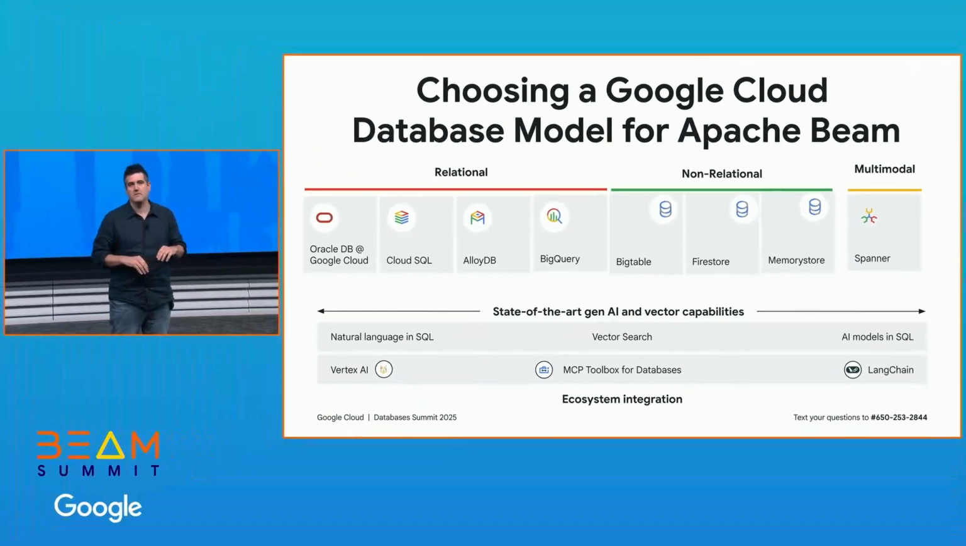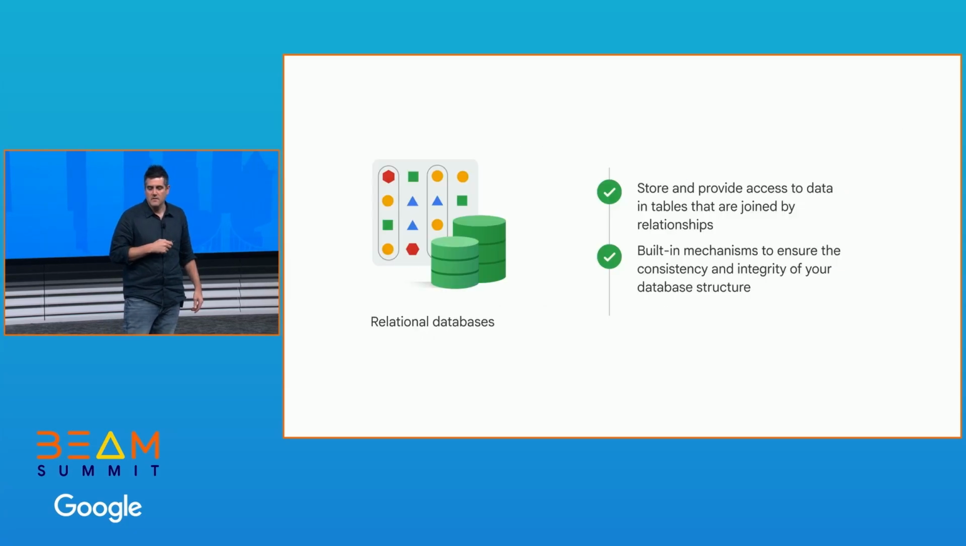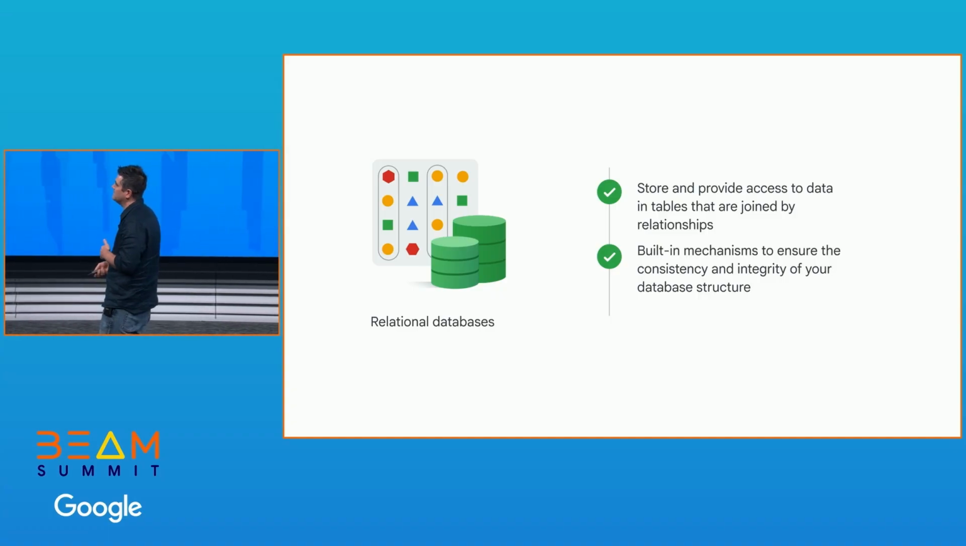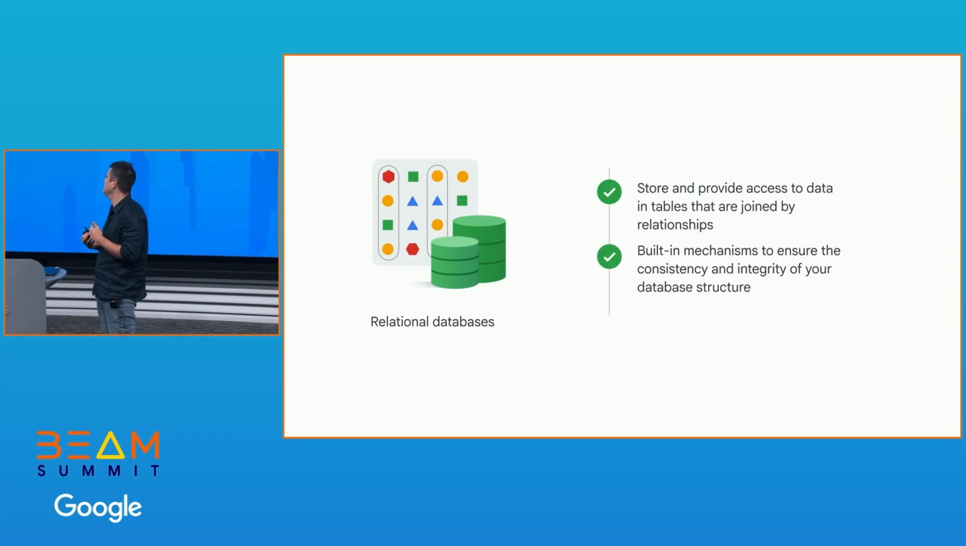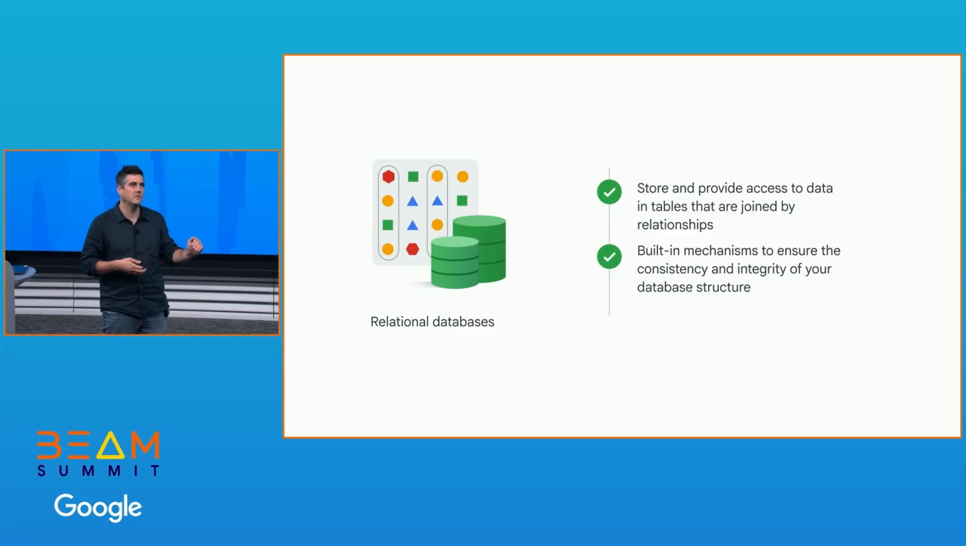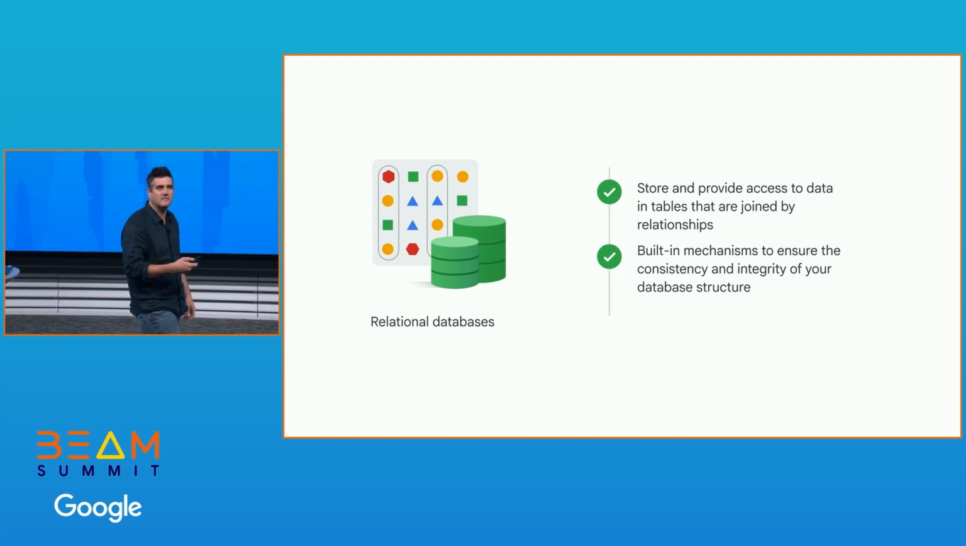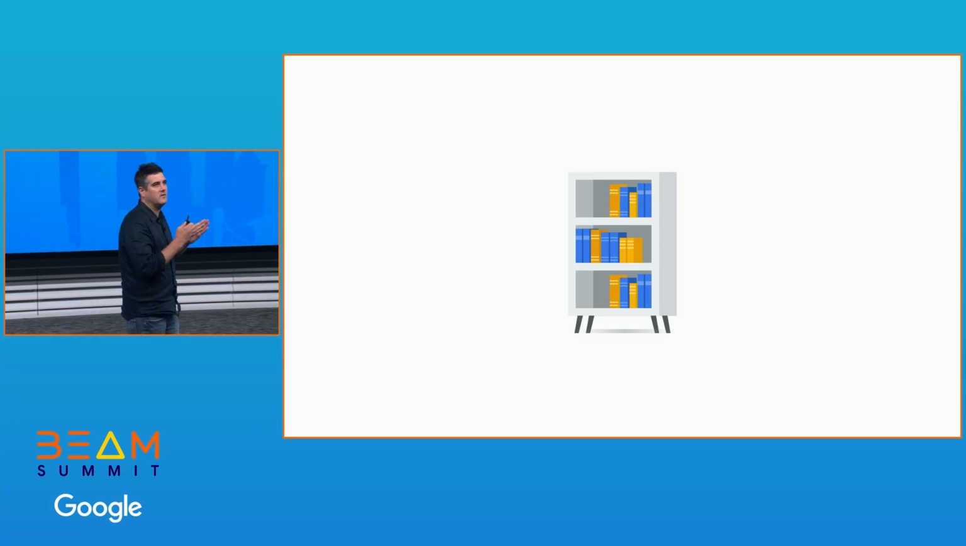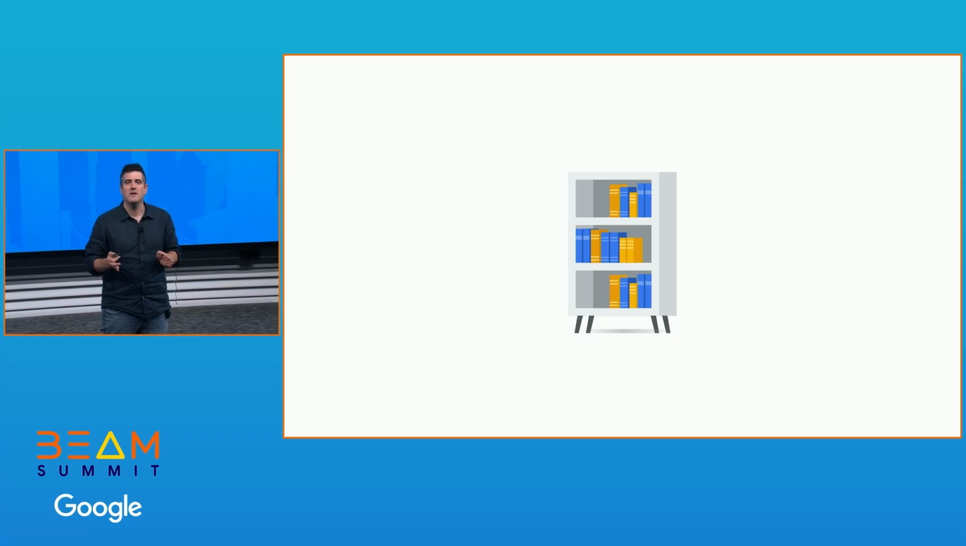And you have the world of relational databases, non-relational databases, multimodal databases with Spanner. So the first question is, okay, how do I look at the relational database space? Everyone probably knows this. With relational databases, you are storing and providing access to data in tables. It is all very well structured. There are a lot of built-in mechanisms for things like consistency and integrity, and all of that is great. So you can almost think about your relational database as this well-organized library. Everything is very neatly categorized. It's all on the shelf. And the world kind of runs on this approach.